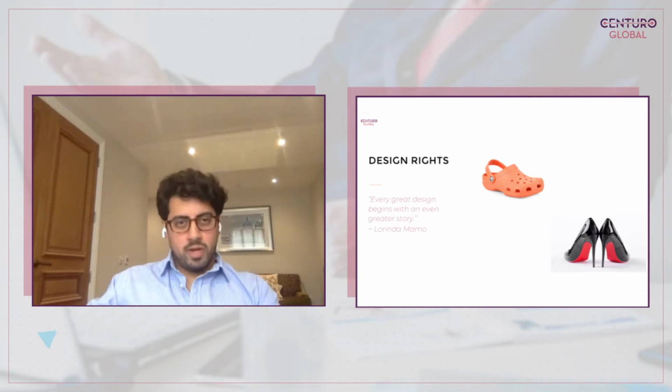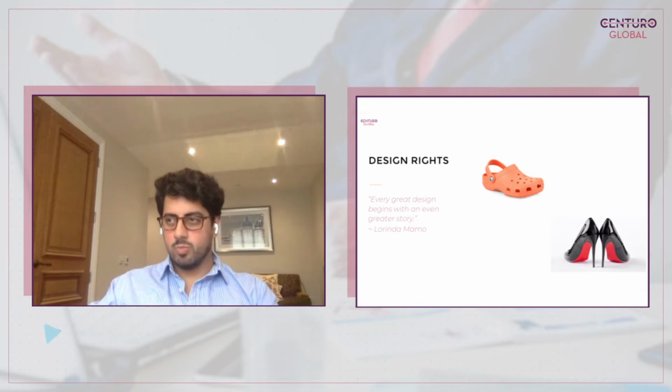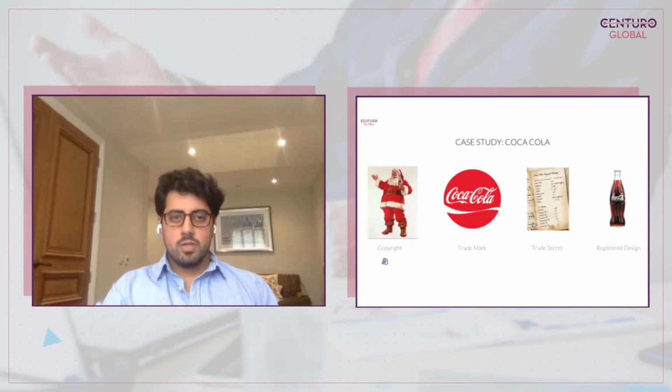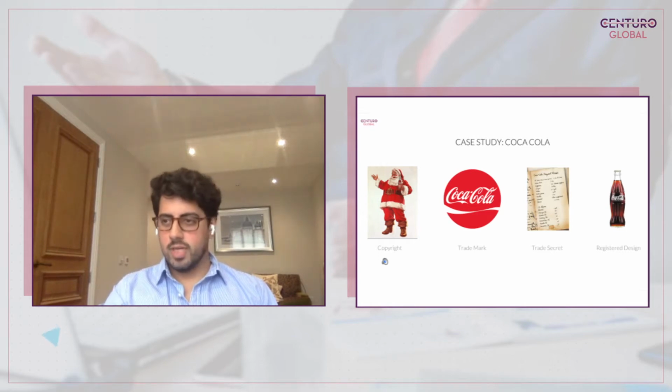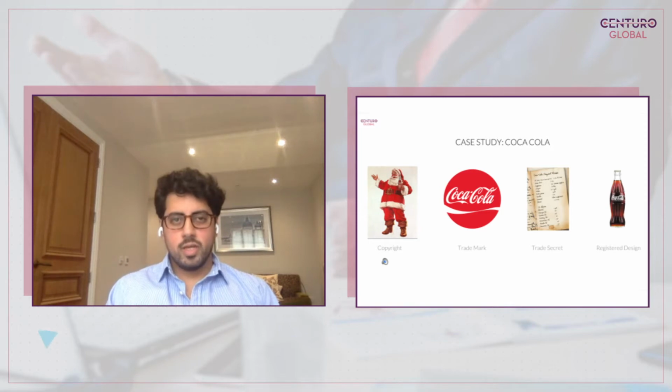So those are the 4 main forms of IP: trademarks, patents, copyright, and design rights. And we'll do a quick case study to show how these apply to a business. So Coca-Cola, household brand, they hold a vast number of IP assets. If we start with copyright, you'll see that for Coca-Cola, any artistic work they create, any posters, any videos, the labeling on the packages, all of that is protected by copyright.